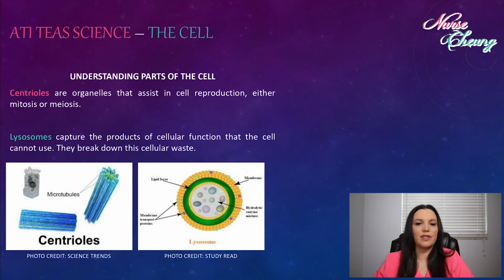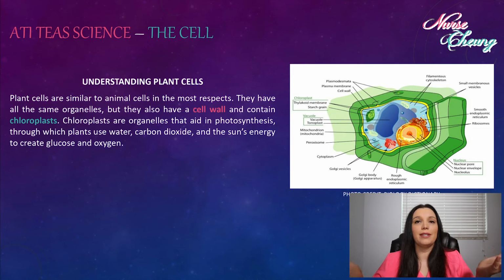Lysosomes capture the products of cellular function that the cell cannot use. They break it down into cellular waste. Plant cells are similar to animal cells in most respects. They have the same organelles, but they also have a cell wall that contains chloroplasts.